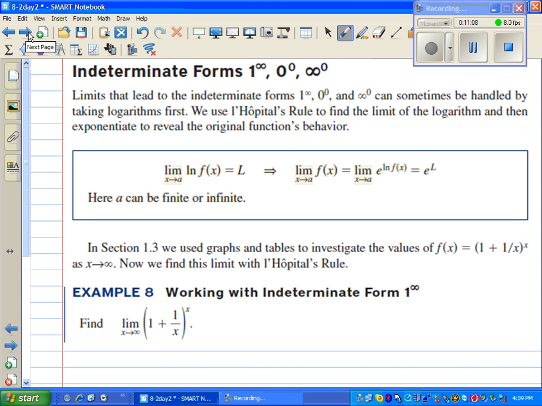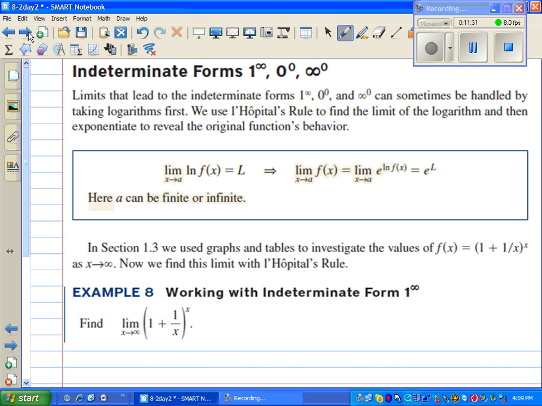There are other indeterminate forms that L'Hopital's rule might be able to handle. They are 1 to the infinity, 0 to 0, and infinity raised to the 0 power. That says limits that lead to the indeterminate forms 1 to infinity, 0 to 0, and infinity to 0 can sometimes be handled by taking logarithms first. We use L'Hopital's rule to find the limit of the logarithm and then exponentiate to reveal the original function's behavior.